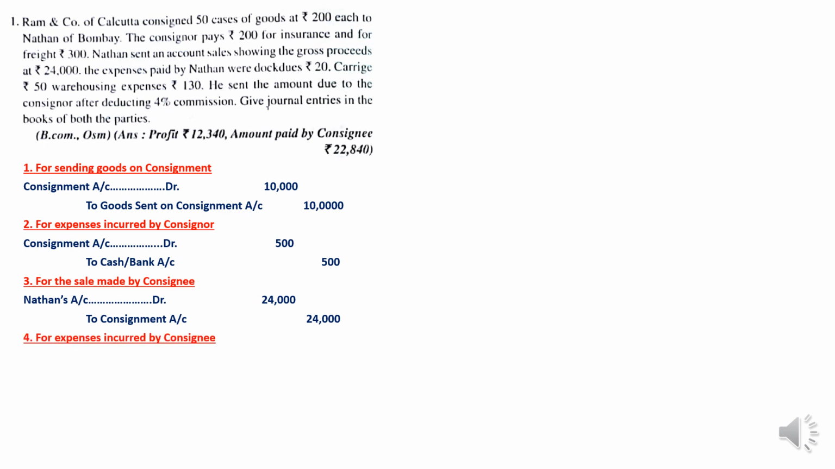Next, for expenses incurred by consignee. Consignee incurred the expenses. That expenses entry will be again debited to consignment account. Consignment account debit to consignee, that is Nathan account in this case, 200 rupees.